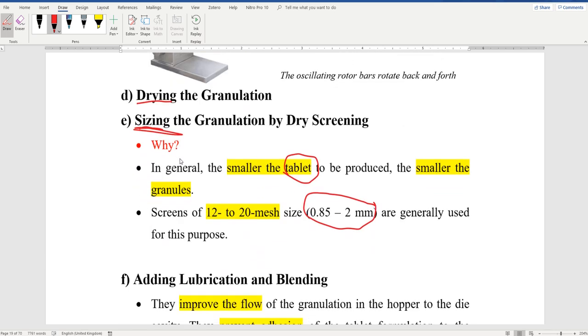Okay? And the more uniform the granules, the better. So you need to control the size range of the granules so that no segregation can happen between them, and the granule flow will be better.